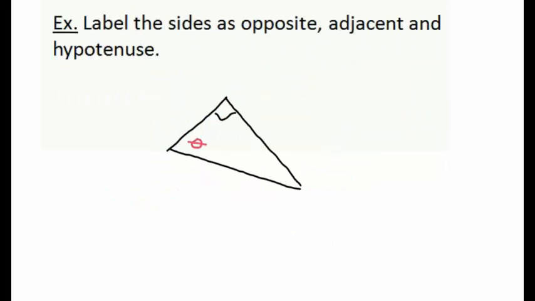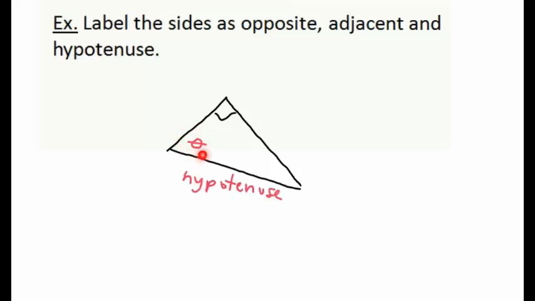Just to illustrate that point, I want to give you an example here where I've moved the triangle around a little bit and I put theta in a different spot, and we're going to label our sides as opposite, adjacent, and hypotenuse. The easiest one to label first is the hypotenuse. It's always across from your 90-degree angle.